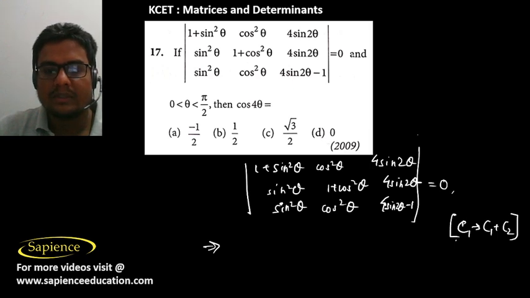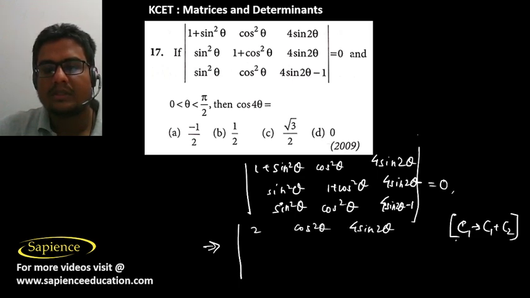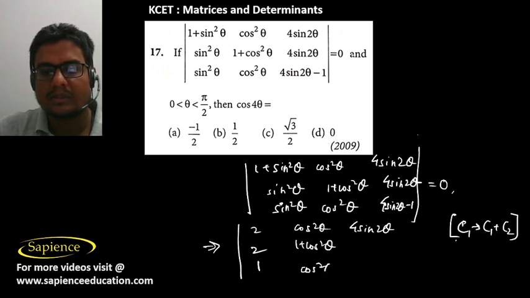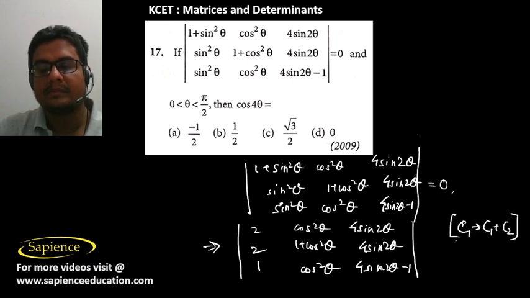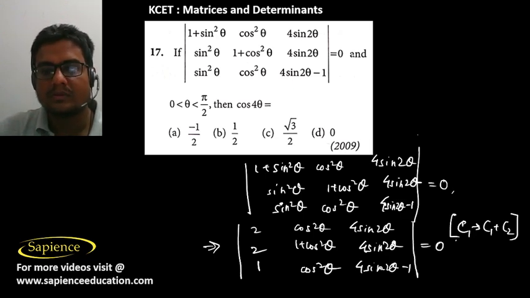Then we will have the determinant of 1 plus sine square theta plus cos square theta, which is 1, so 1 plus 1 is 2. Then here cos square theta, here 4 sine 2 theta. Here sine square theta plus 1 plus cos square theta, this will be 2, and sine square theta plus cos square theta is 1. This will be 1 plus cos square theta, and this is cos square theta, and this is 4 sine 2 theta, and this is 4 sine 2 theta minus 1. The determinant of this is equal to 0.